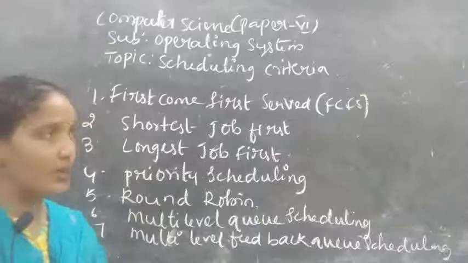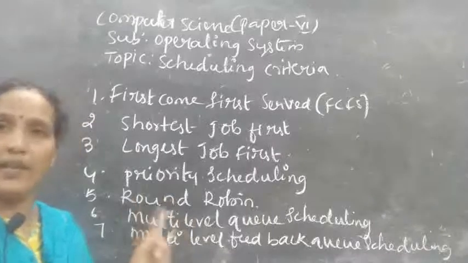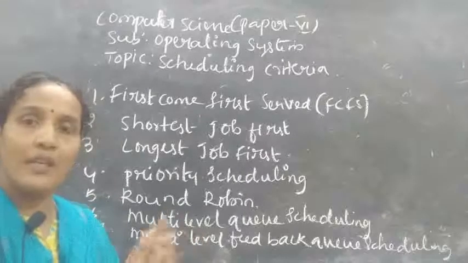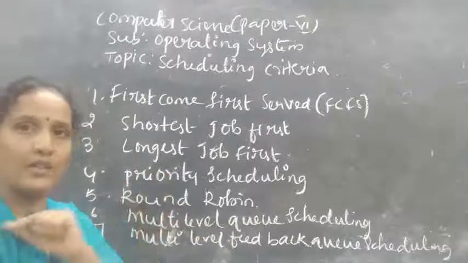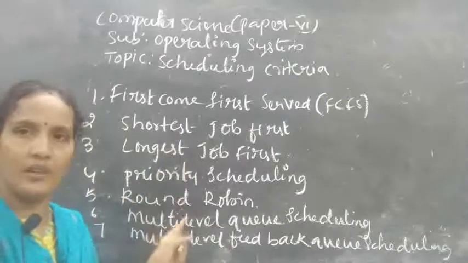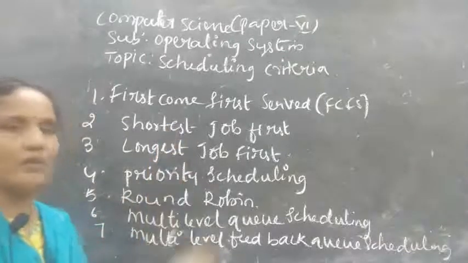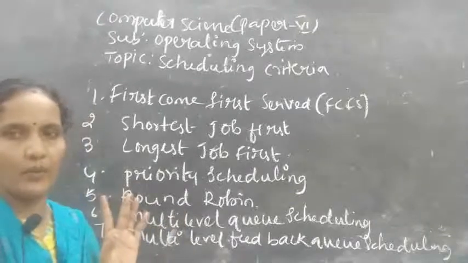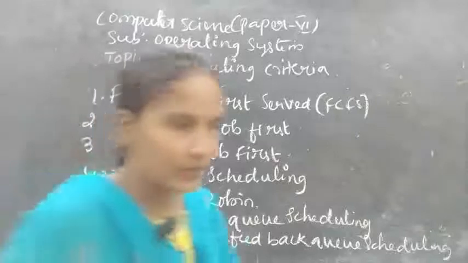Because for each and every algorithm, you need to calculate the average waiting time, and in the exam you have to show which is better. So in order to show that, you need to compare each and every algorithm. That is why you write down all the algorithms, and for each one we will calculate the average time. Okay, you write down.